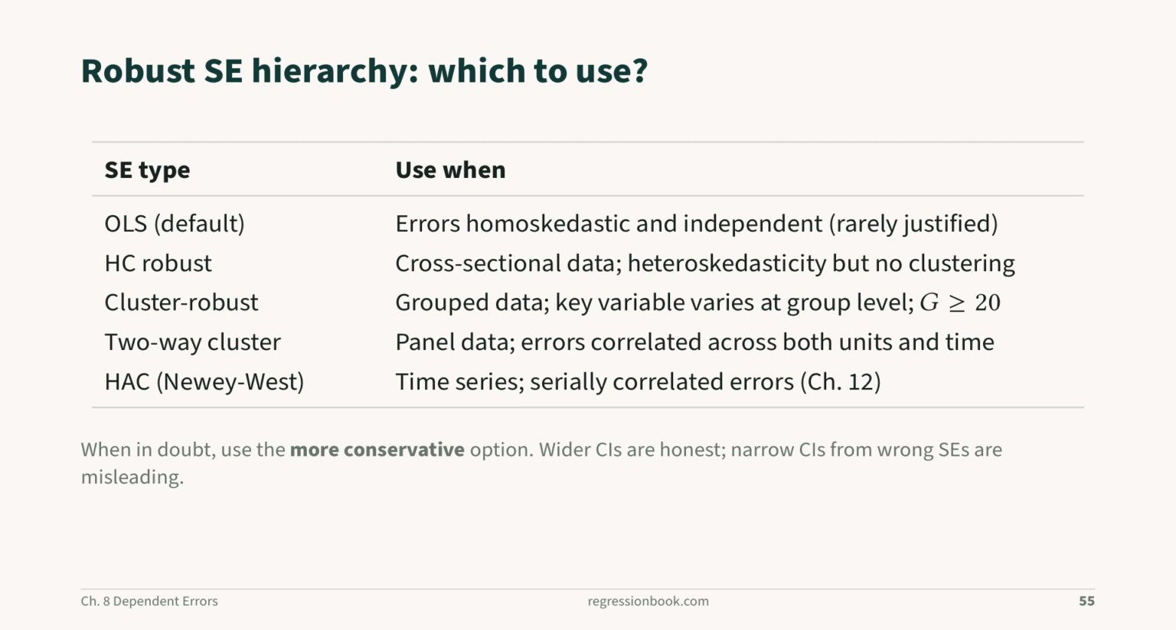The standard error hierarchy, 1 row per situation: ordinary, rarely justified; heteroskedasticity robust for cross-sections without grouping; cluster robust for grouped data with enough clusters; two-way clustering for panels; and HAC or Newey-West for time series with serially correlated errors, the tool introduced in Chapter 12. The closing principle: when in doubt, the more conservative option. Wide, honest intervals beat narrow, wrong ones.